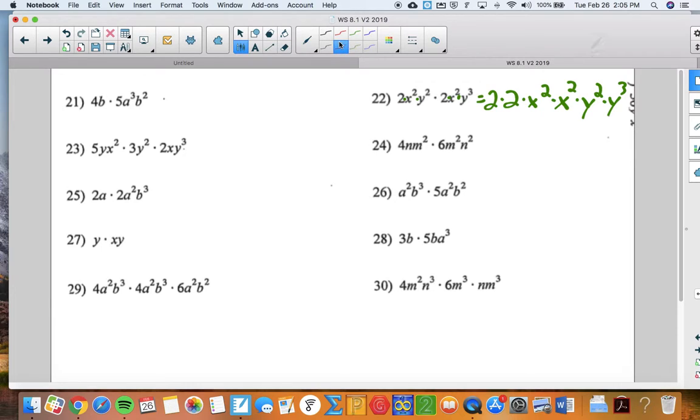So how can I simplify it? Now that things are side by side, maybe it's easier to see. 2 times 2 is 4. As we've been practicing, x squared times x squared, you add the exponents, so that's x to the fourth. Y to the second times y to the third, we add the exponents together, that's y to the fifth.